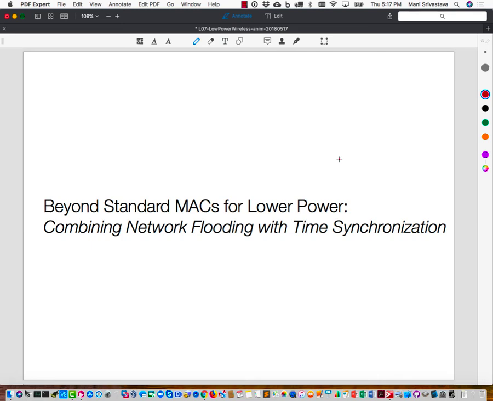So we want to flood the network. You can imagine many uses of it, right? I might want to say, all nodes which are controlling light switches, shut off the light, stuff like that. Or I could be disseminating some sort of a command. Maybe it's time synchronization. I want to send out information about, hey, the time is this.